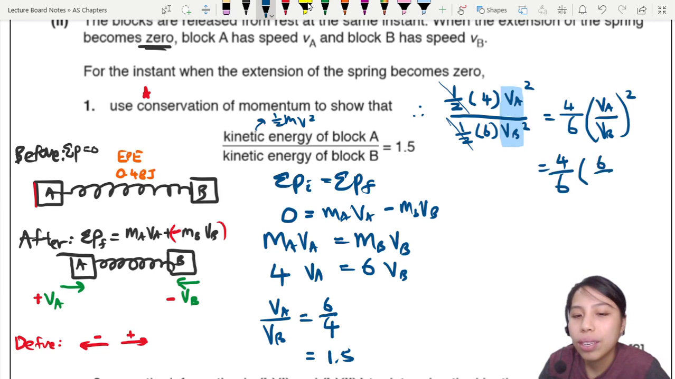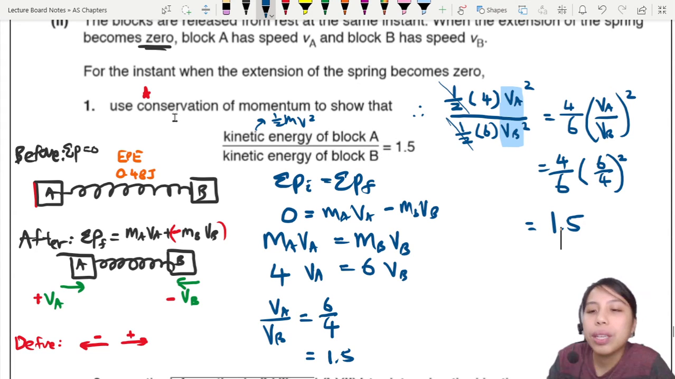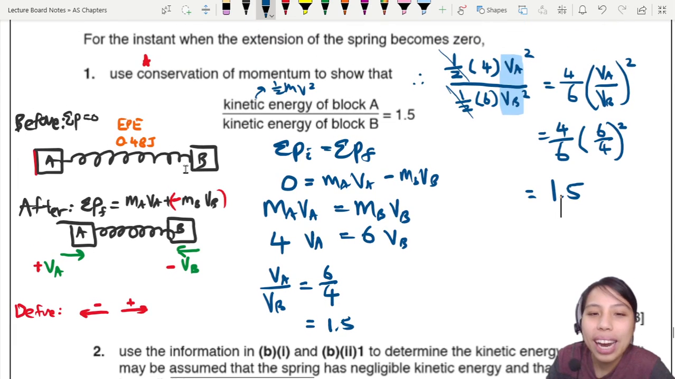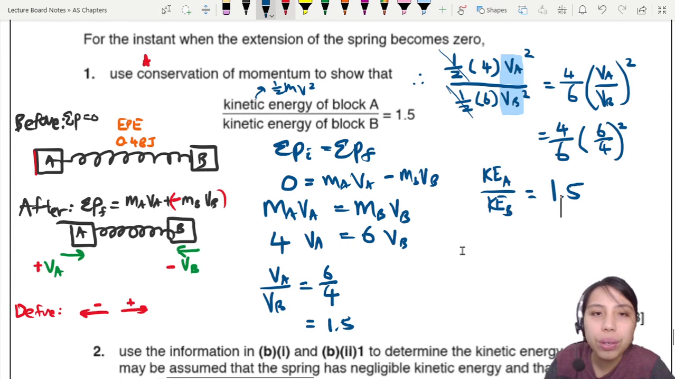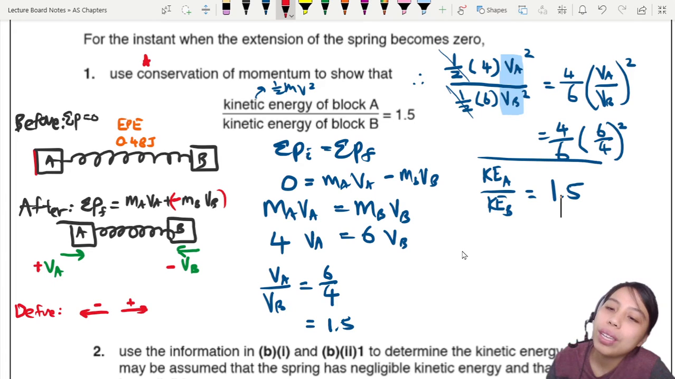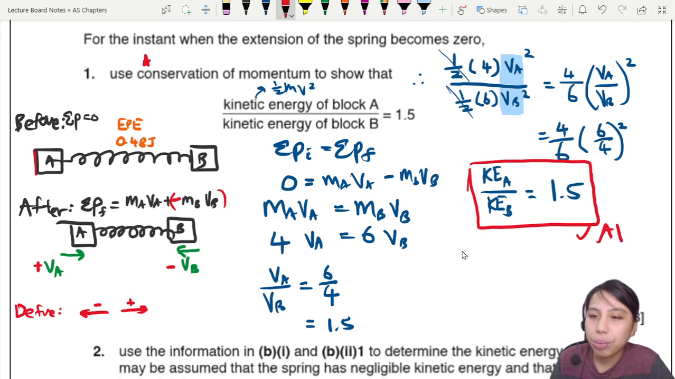So that's how we get this final value. So 4 over 6 times 6 over 4 squared. And this will give us a ratio of 1.5. Wow! What a working. So after all this, you get a ratio of KE of A over kinetic energy of B. So this final answer is 1 mark if you get 1.5.